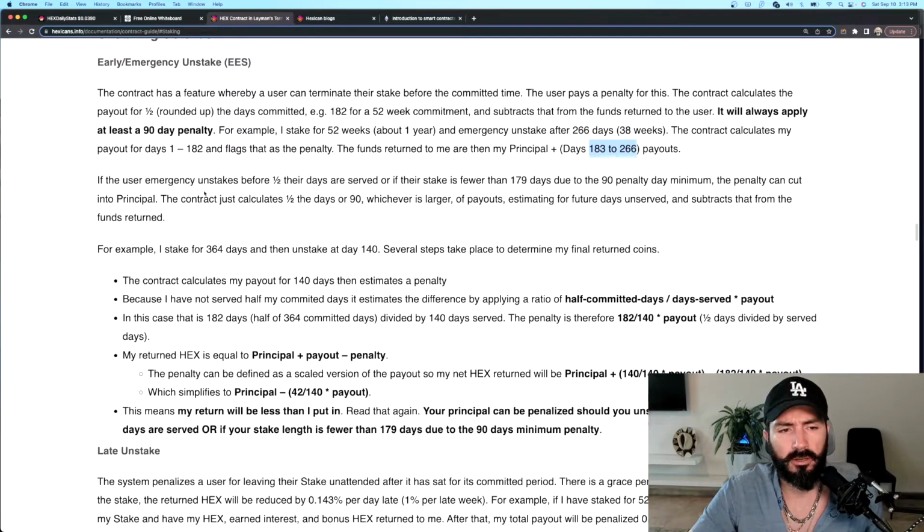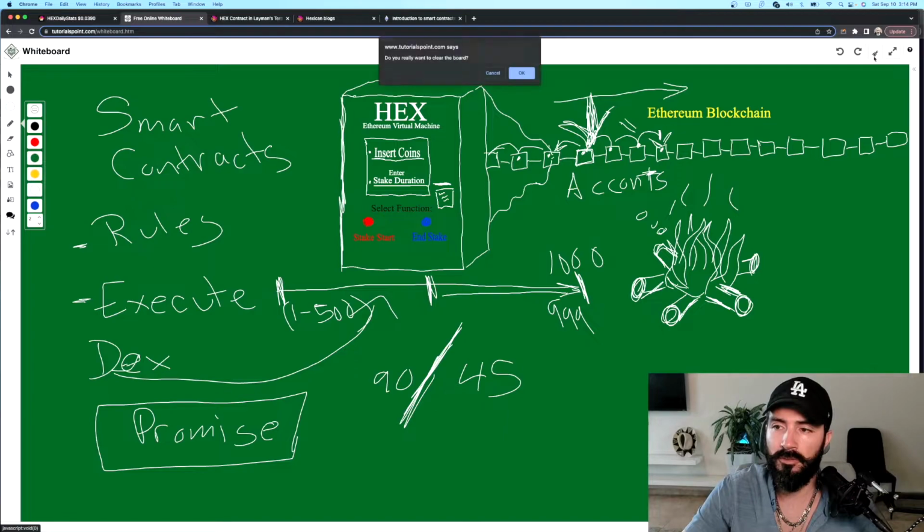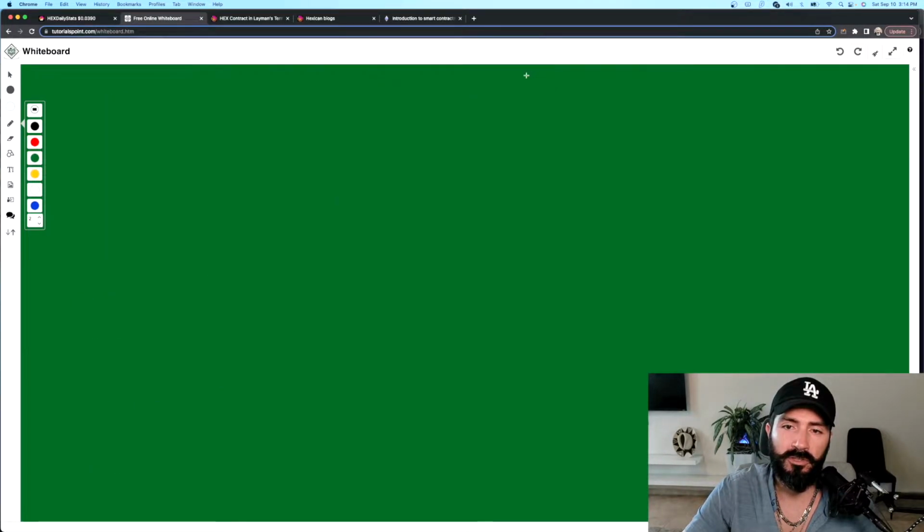If the user ends the stake before half their days are served, or if the stake is less than 179 days, because remember over here, the minimum penalty is 90 days, the penalty can cut into the principal. The contract just calculates half the days or 90, whichever is greater, estimating for future days unserved, and subtracts that from the funds earned. So let me just draw that out to make it easier to see. I'm going to erase my beautiful drawing of the HEX virtual vending machine.